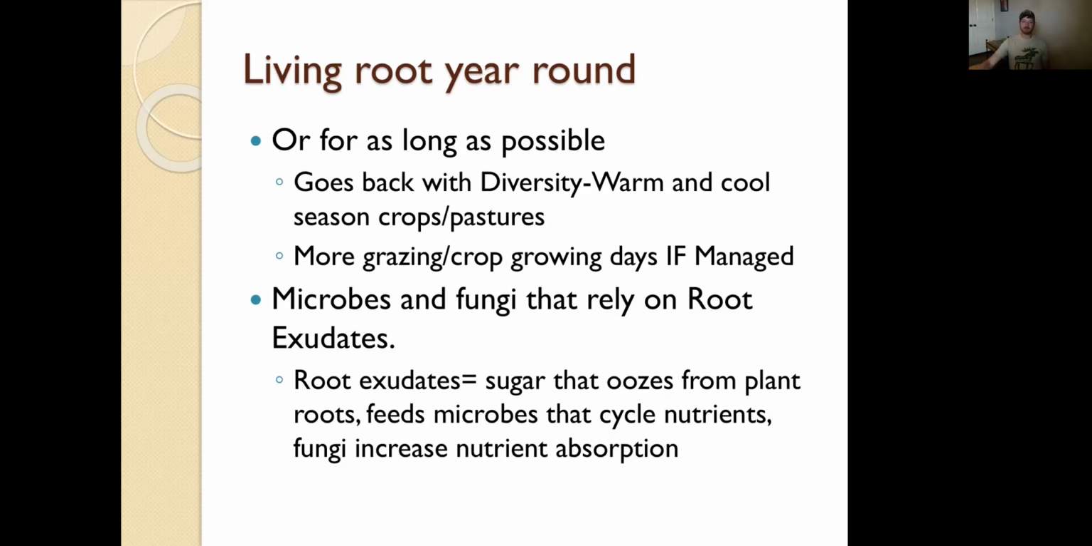A big one is what we call root exudates. That's just sugary water that oozes from the plant roots, and it feeds microorganisms and other species. It attracts certain microorganisms that can cycle nutrients. The fungus can actually wrap around or into plant roots to increase nutrient absorption and water absorption. But we can't have these root exudates if we don't have a living root in the soil.